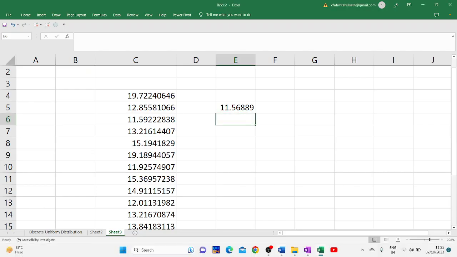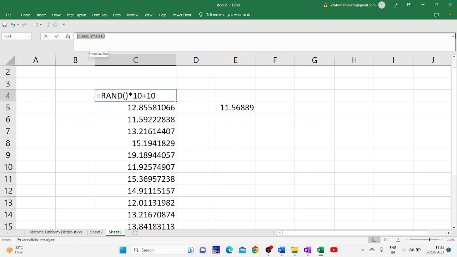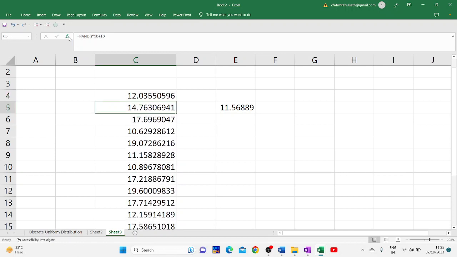Okay. So notice here I have used a RAND function. I'm using this RAND function to generate random numbers between 10 and 20. So I've used RAND function which generates random numbers between 0 and 1. I have multiplied it with 10 and I have added 10, right? And this function is going to generate random numbers between 10 and 20.